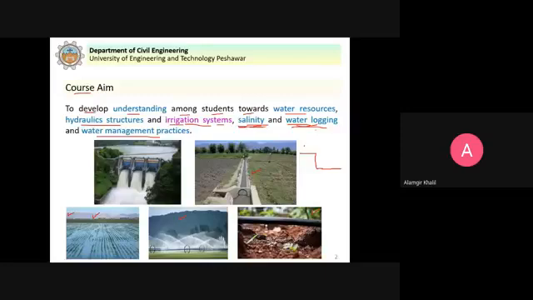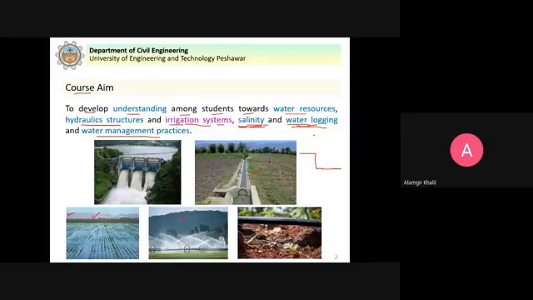Water logging is when the groundwater level rises to the surface of the ground, and eventually the land productivity is adversely affected. A simple example is when we constructed the Tarbela Dam. As you already know, Tarbela Dam is the largest earth and rock-filled dam in the world. There are different types of dams, but the largest earth and rock-filled dam in the world is Tarbela Dam.